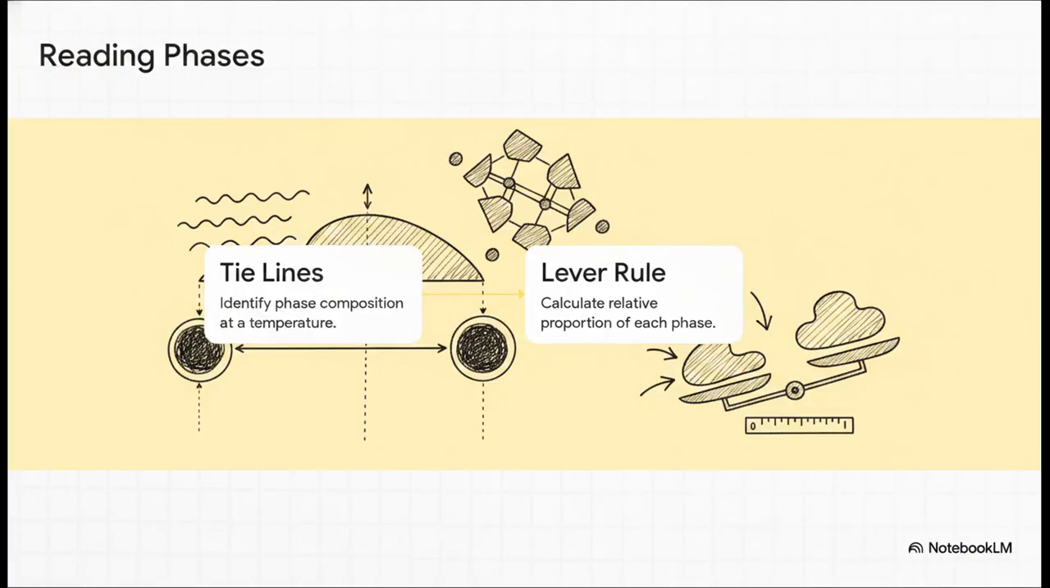So within any two-phase region on this map, you just need a classic 1-2 punch to read it. Step 1, you use tie lines to identify the exact composition of each individual phase present at a given temperature. Then Step 2, you apply the lever rule calculation. This little trick determines the relative proportion of each phase. It basically decodes exactly what is sitting there inside the metal.